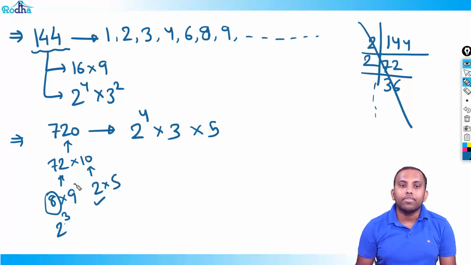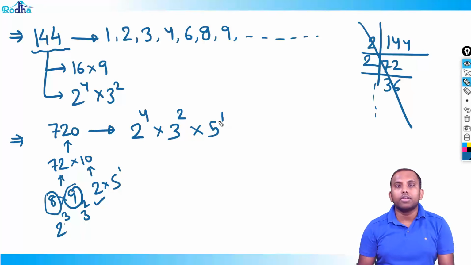Then what is 9? 9 is 3 square. No further power of 3. So 3 square. How many 5s? 5 exists only one time. So 5 raised to 1. That's it. You have done it.